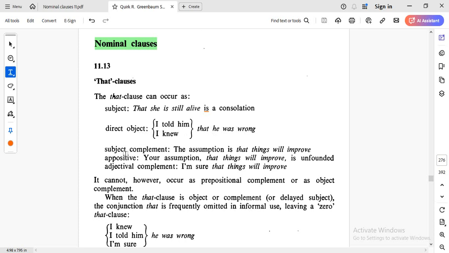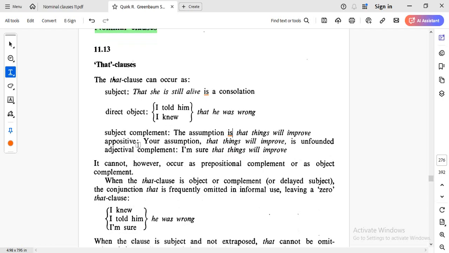It can function as a subject complement in this sentence: The assumption is that things will improve. The main verb is is, and that things will improve is a subject complement because this that clause follows the main verb to be.